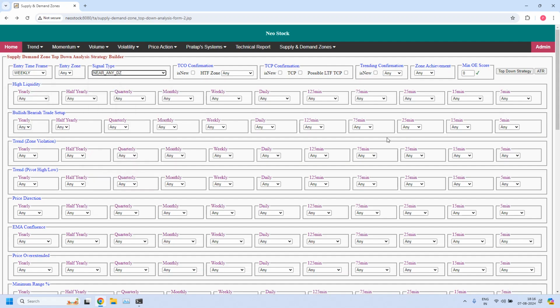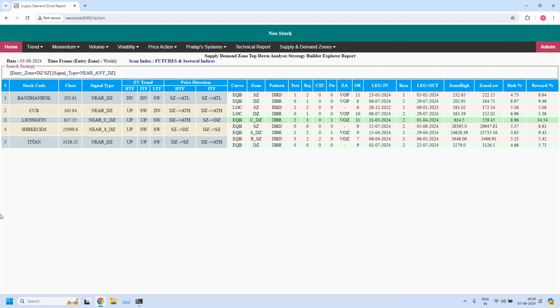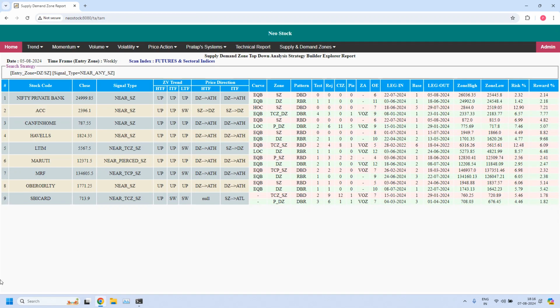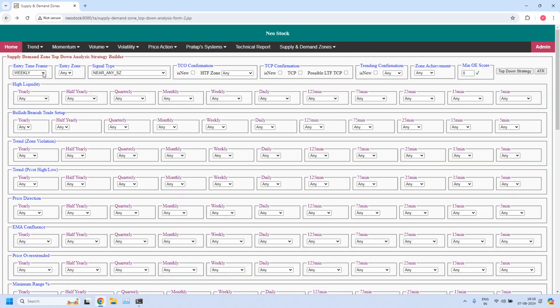Let us find the stocks near weekly demand zone. So 5 stocks are filtered near to the weekly demand zone. Next, for weekly time frame, let us find the stocks near weekly supply zone. So 9 stocks are filtered near to the weekly supply zone. And the next report, changing the time frame to daily.